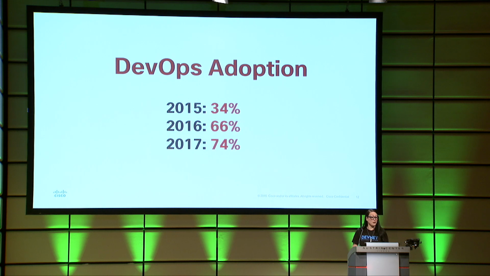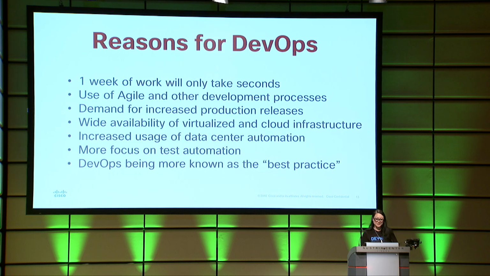This is the DevOps adoption in the last few years. It has been growing dramatically, and it'll soon hit 85%, 90%. Who knows, 100%? I don't know. So, reasons for DevOps. There are many reasons. Taking weeks of work into minutes of time. DevOps uses a better development process. You'll have faster production releases, more availability, especially in cloud infrastructures. There's more use in data center automation and more automated testing, and DevOps is becoming more of a best practice.